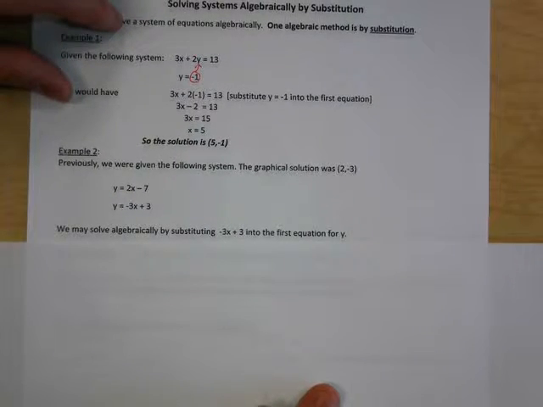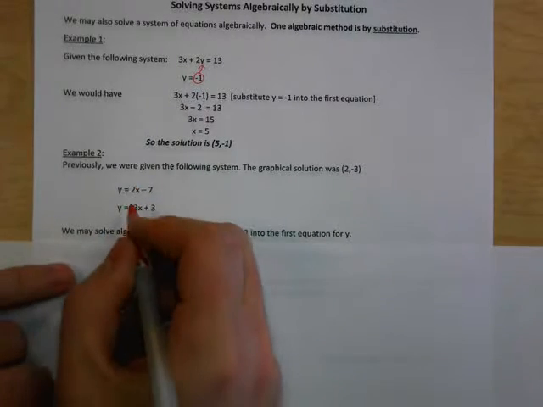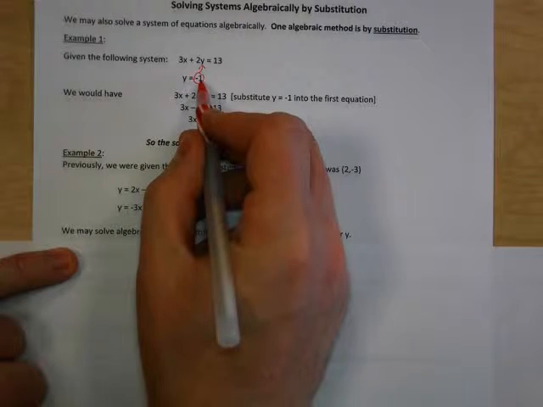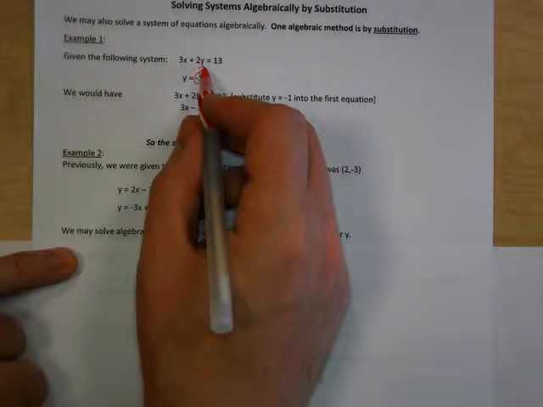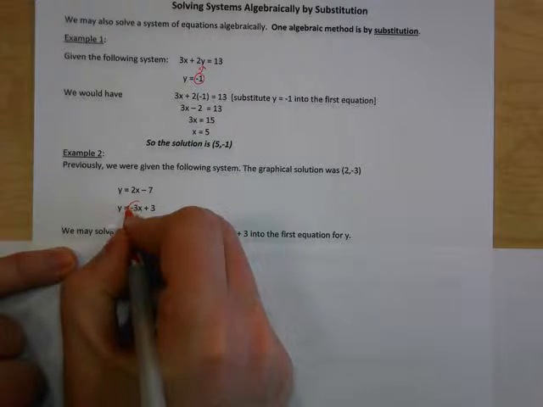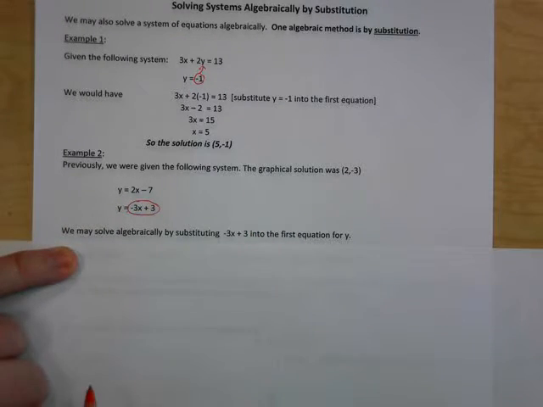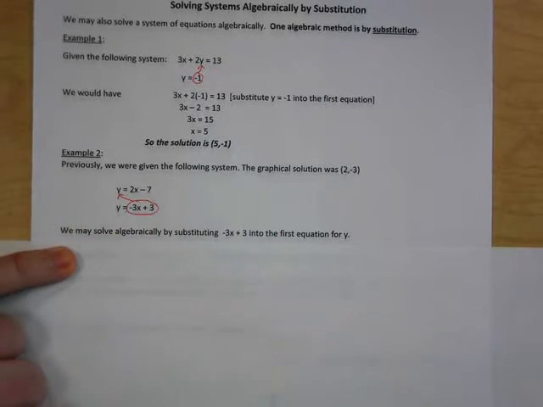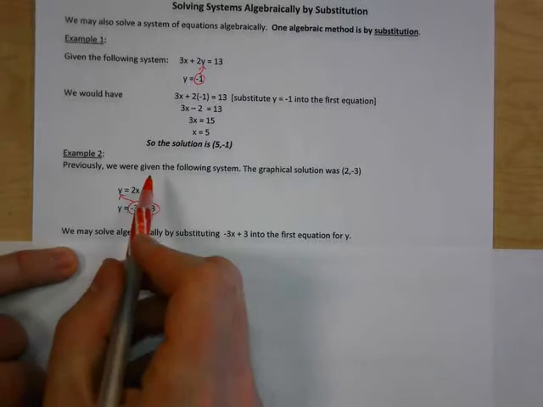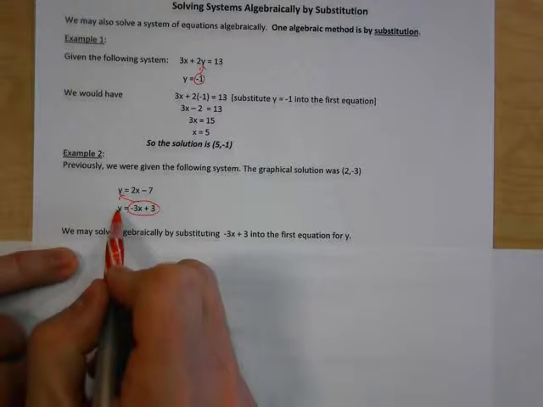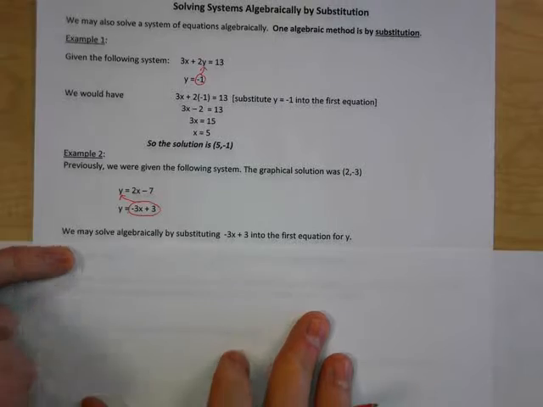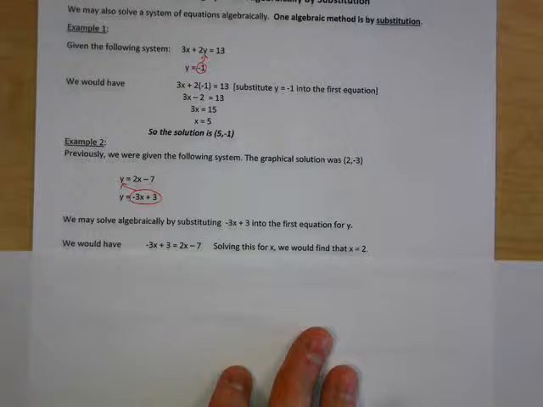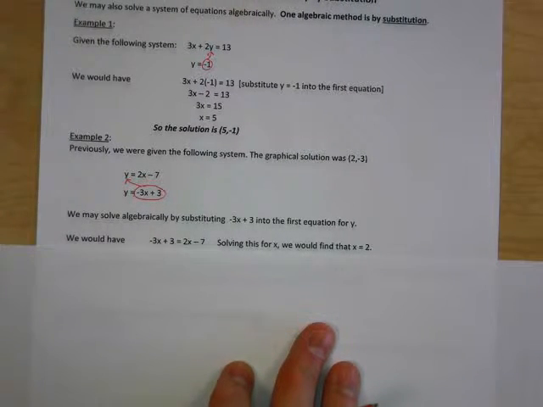Again, notice that we have y equals in both of these. Just like up here when we said y equals negative 1, we could put negative 1 in place of y. Now we just have a more complicated thing that y equals. So we can take negative 3x plus 3 and substitute it for y into the other equation. We could have also taken 2x minus 7 and put it in the other equation for y. No matter what, we end up with the same equation: negative 3x plus 3 equals 2x minus 7.